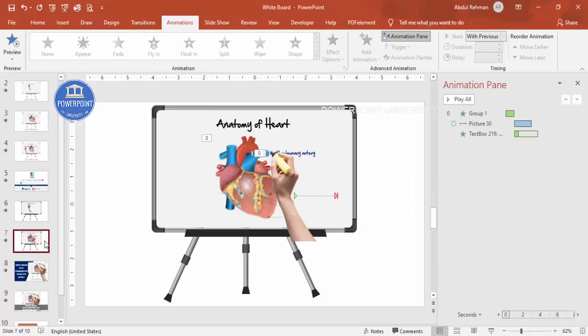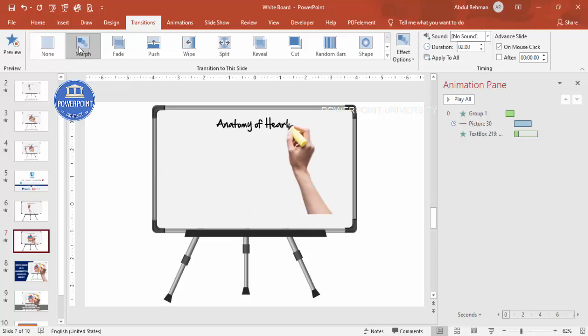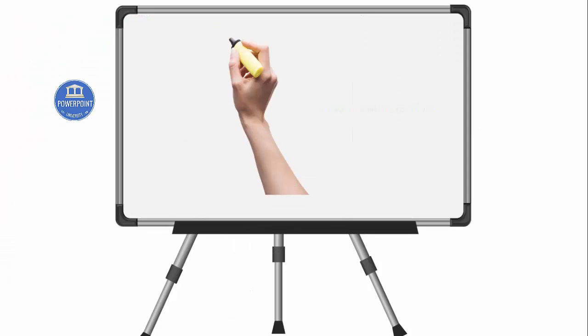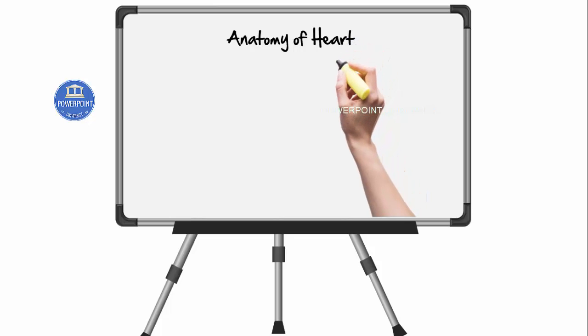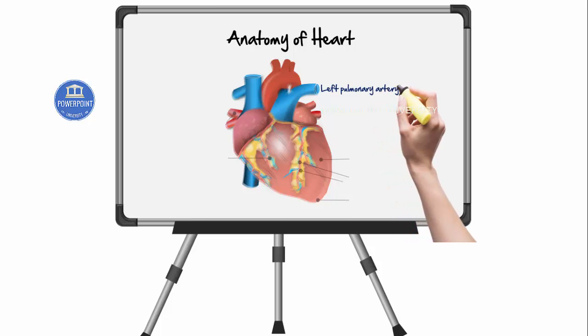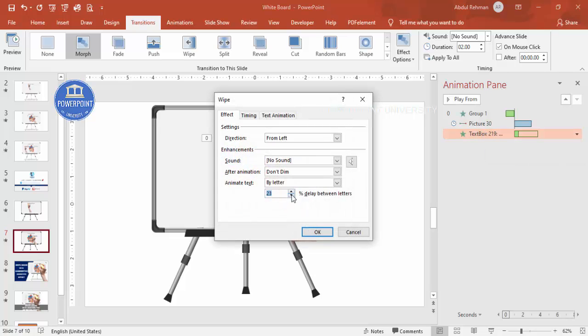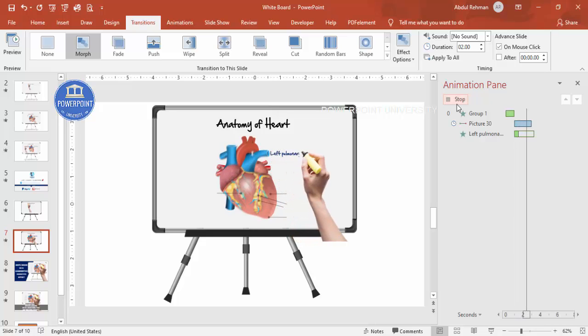So now what I need to do, on this second slide, is go to the transitions and select morph. Okay, so you can see here how the hand comes down. Let me just click, the anatomy of the heart comes, and when I click, the hand goes down, the image of the heart comes, and then the left pulmonary artery. Again, this is very fast, so we need to correct this one. Okay, maybe I need to reduce it. Let's see, and if I play, it comes something like this.